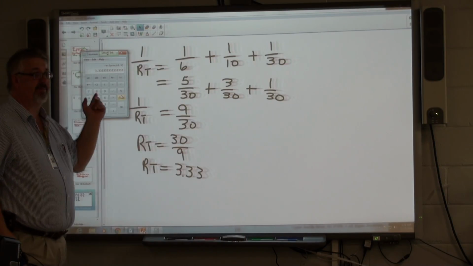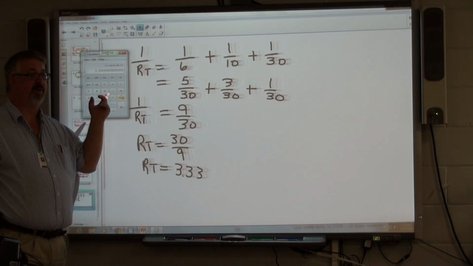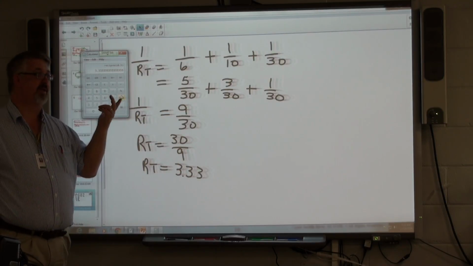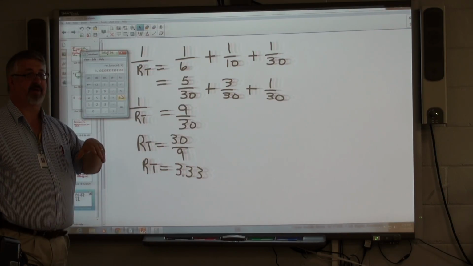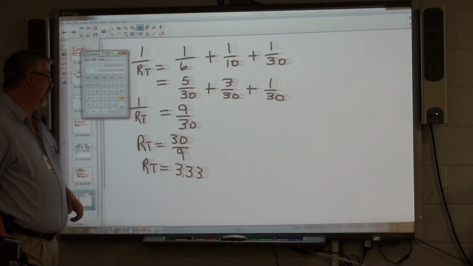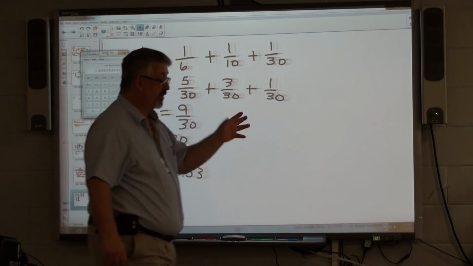So when I'm using my calculator, I'm doing the reciprocal form. I'm just entering it into my calculator. I add the reciprocals, I total it, and I reciprocate that, and boom, I've got the reciprocal. I've got the RT, I should say.